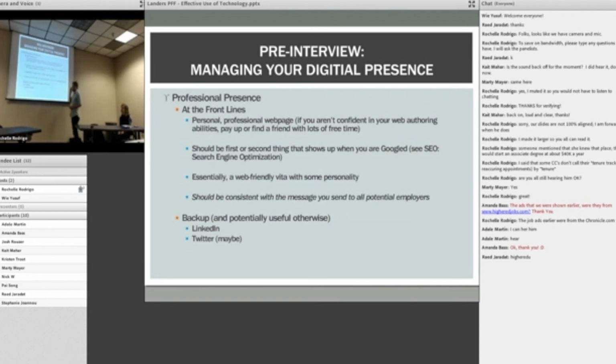Backup things that you might want. LinkedIn is becoming increasingly important. It's not really vital at this point in academia just yet. It may be in the future. Twitter presence doesn't hurt. That's going to matter more in some disciplines than others. For example, if you're in education, you'd better have a Twitter account at this point. That's just kind of a default for that group for some reason.